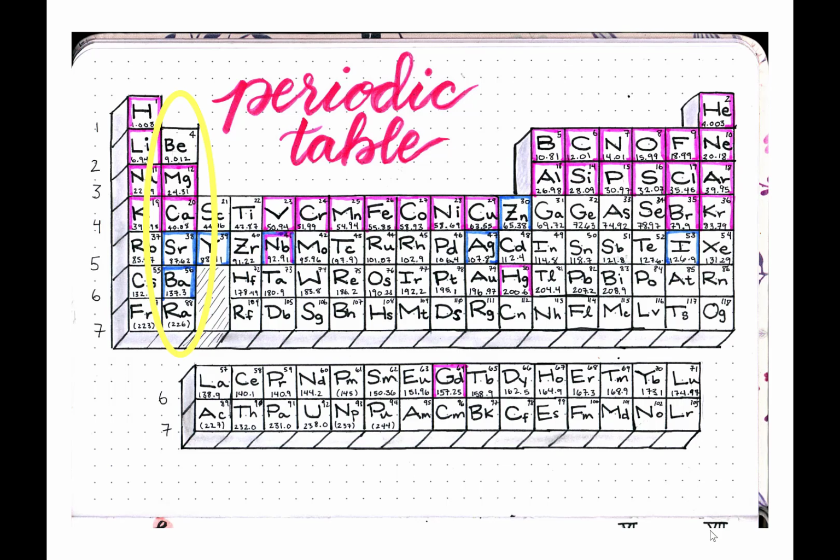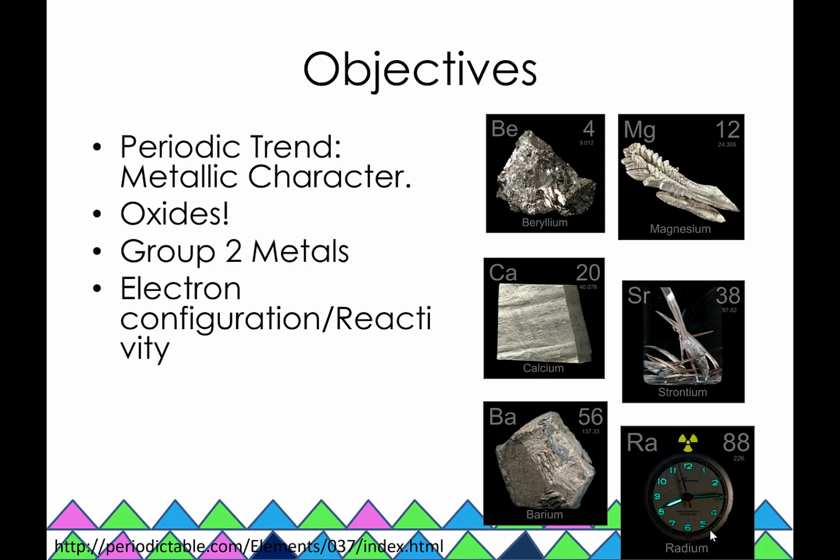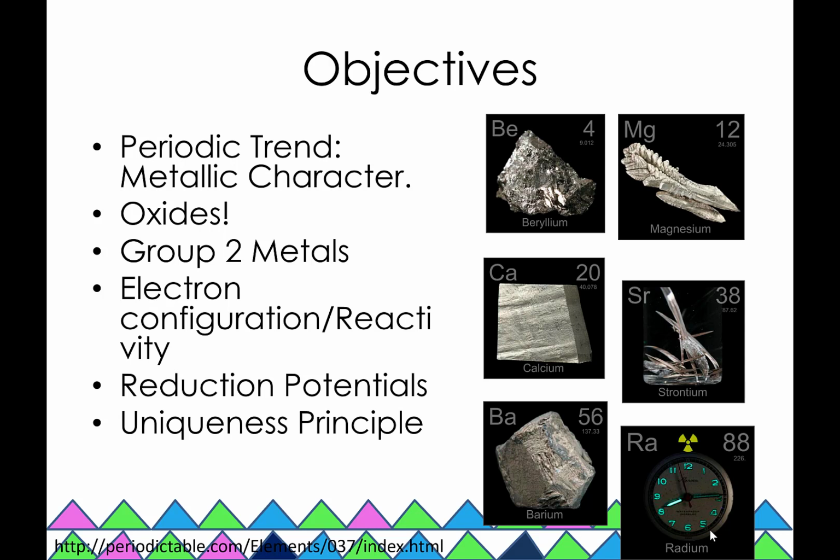But before we get into a lot of detail about the group 2 metals, we're going to start by reminding ourselves of this periodic trend of metallic character. And from that, we're going to talk about oxides, both metallic oxides and nonmetal oxides, and whether they're basic or acidic. And then we're going to talk about the group 2 metals, their electron configuration, chemical reactivity, the reduction potentials, and we're going to specifically focus on beryllium and the uniqueness principle. We'll also talk about beryllium with a diagonal effect and also give some focus on calcium.